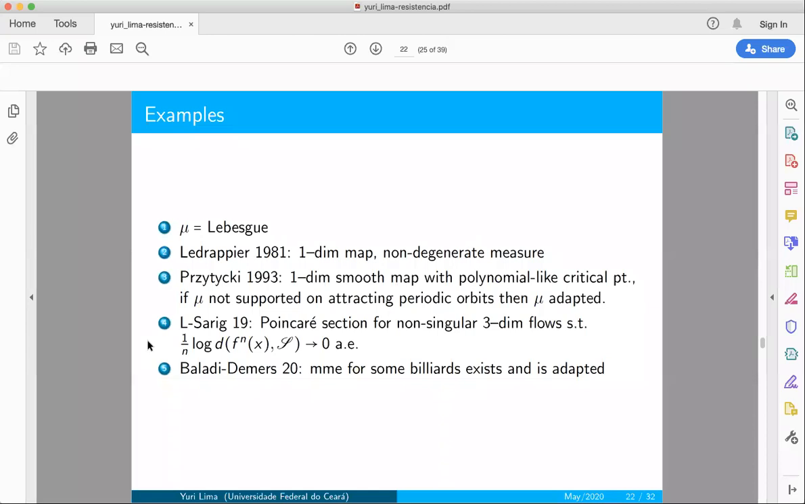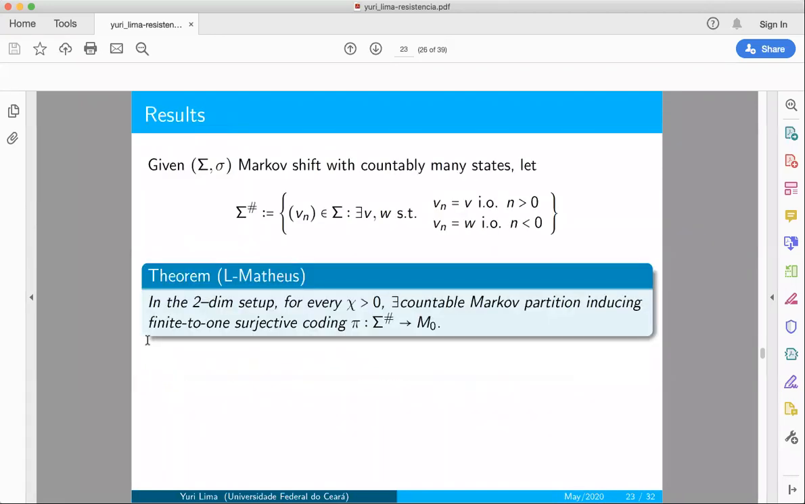And finally, and this is related to the first slide of the talk, Baladi and Demers, in that specific class of examples, were able to show not only the existence of measures of maximal entropy, but also that they are adapted exactly in that context. And it's exactly this reason that allows us to apply our result and get the coding for these maps. Okay, so the results finally are two. One of them deals with the two-dimensional situation, the other one deals with the one-dimensional situation.